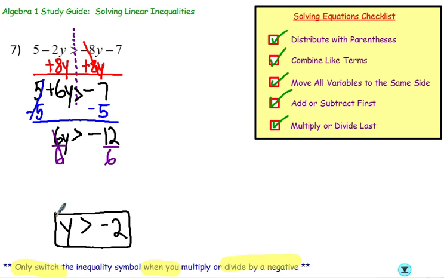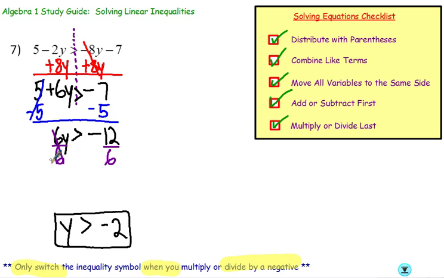So again, let me repeat that. Why did it not switch? The greater than stayed the same because we only switch when you divide by a negative. Well, I divided by a positive 6, so that's why it stayed the same.